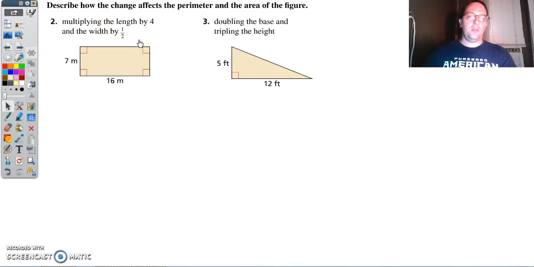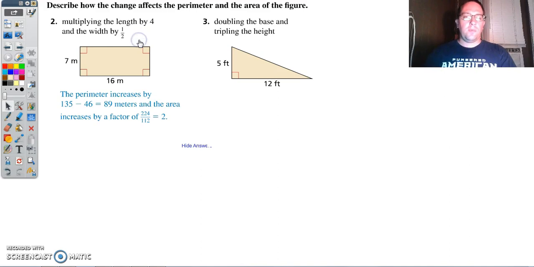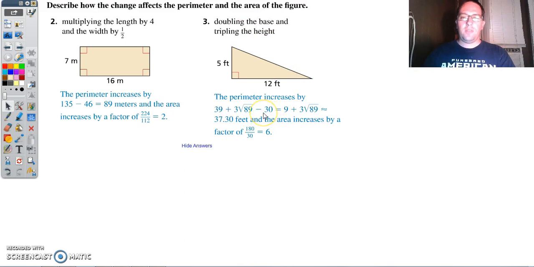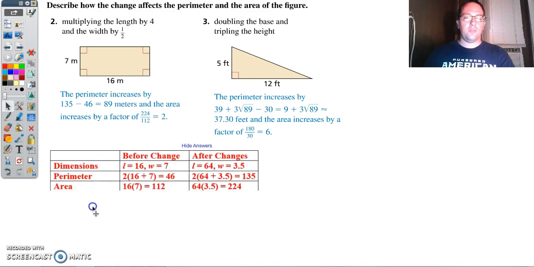You should have had an answer on number 2. Multiplying the length by 4 and the width by 1/2 should give you an answer of the perimeter increasing by 89 meters and the area increasing by a factor of 2. On the triangle, double the base, triple the height, should have increased the perimeter by approximately 37.3 feet and increased the area by a factor of 6. So let's take a look at these if you got those wrong.